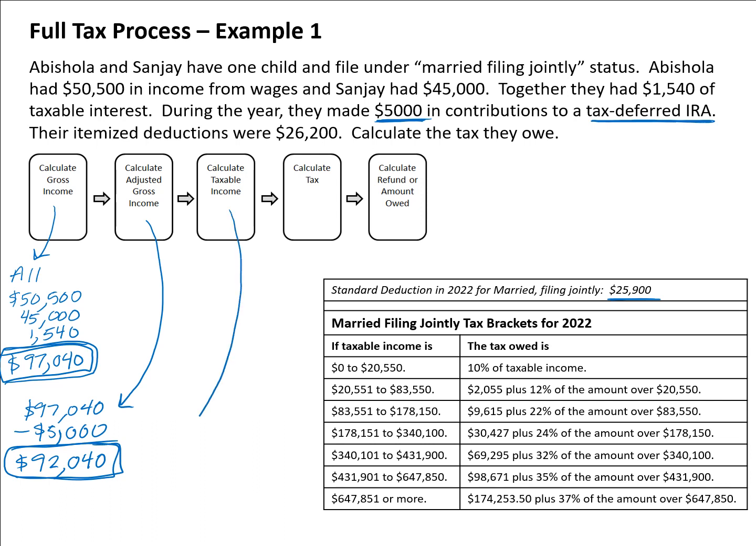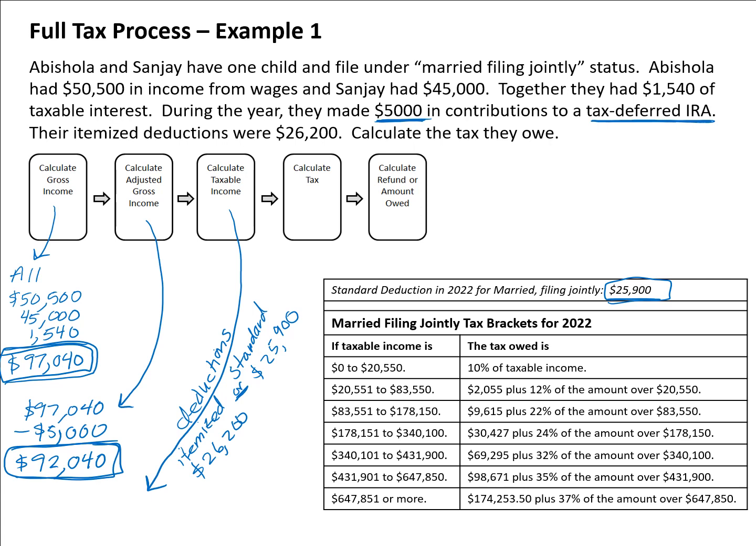Next, we'll work out their taxable income. Now, taxable income is what we get after we take deductions. Okay, we're going to subtract deductions. Now, deductions can be done in one of 2 ways. We can itemize, and the itemized deductions that they've worked out are $26,200, or we can take the standard deduction. And the standard deduction is determined for you by the IRS. And I wrote it down here. It's $25,900. And you always want to take the bigger of the 2.